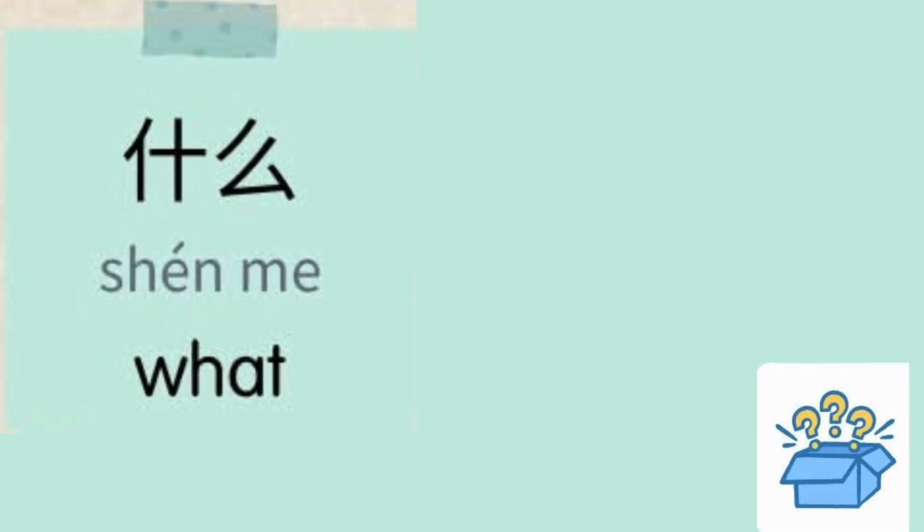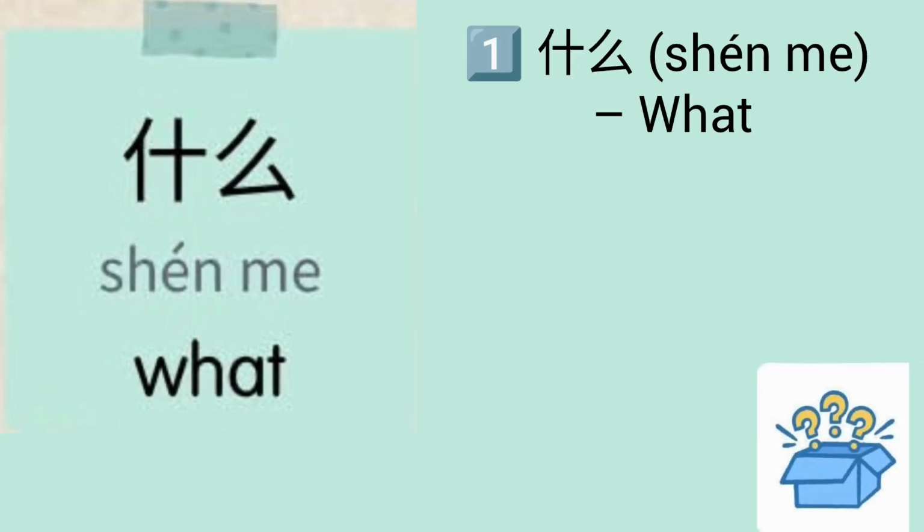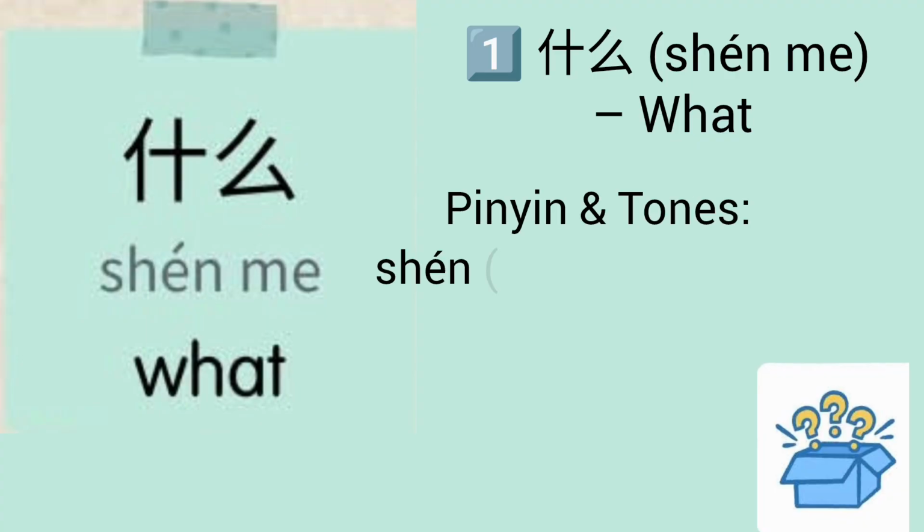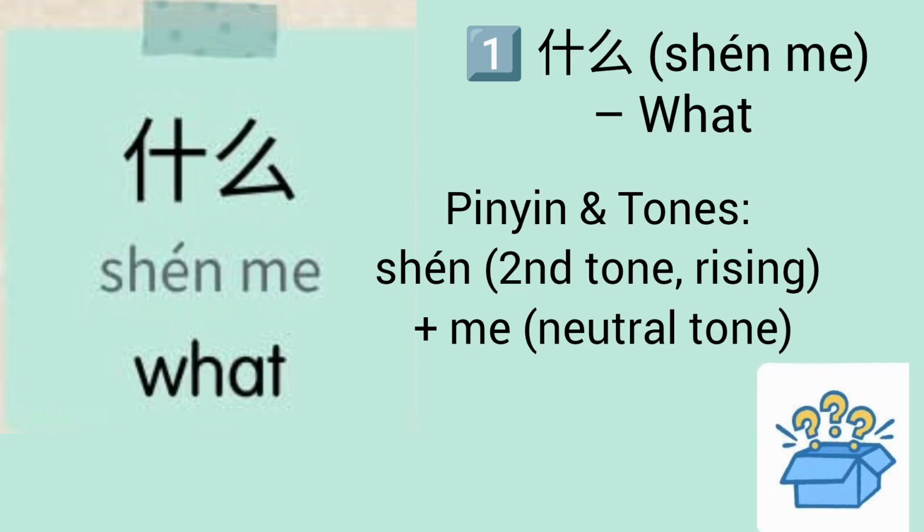First vocabulary that we have is what, used to ask about things, objects, actions, which in Chinese can be pronounced as 什么. Easy vocabulary. Whenever you are asking about something you can say 什么. Let's watch some useful example.